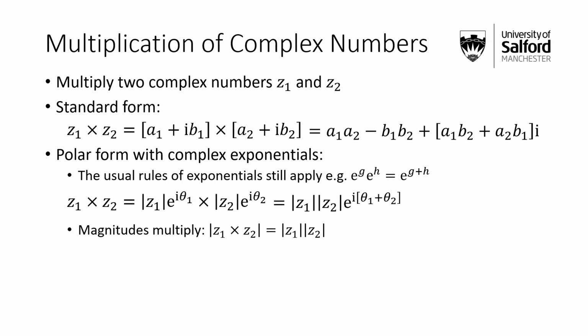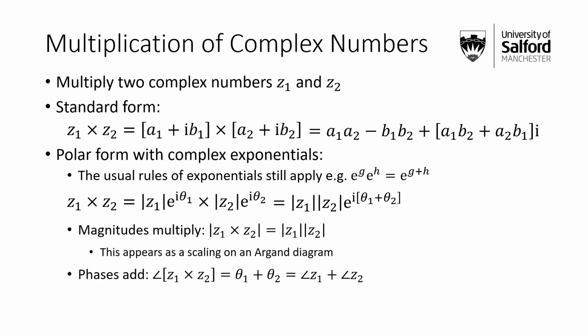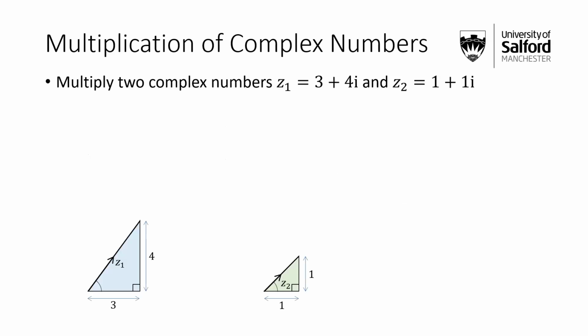Magnitudes multiply. The magnitude of z1 times z2 is just the product of the two magnitudes. Easy peasy. On an Argand diagram, it's going to appear as scaling. And phases add. If you look at the angle of z1 z2, that's what this little funny triangle on its side, like a less-than sign, means: the angle or phase of the two together. The phase is separately added. It's just the phase of z1 plus the phase of z2. Phases add. This appears as rotation on the Argand diagram. So let's look at this with an example. I've got two complex numbers.